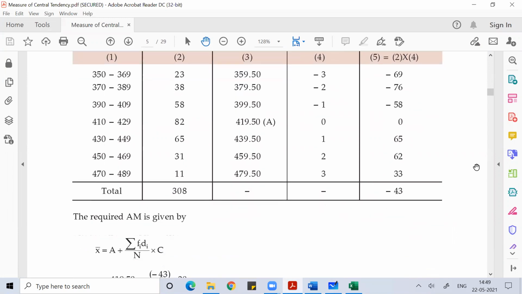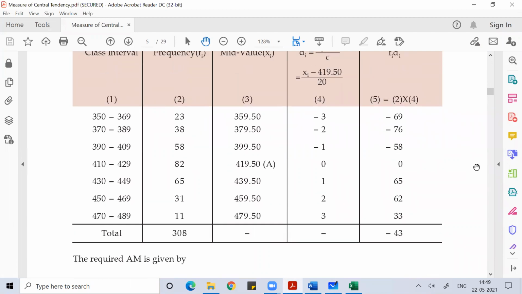So your answer will not get affected much. If I convert this into continuous class interval and then solve it, and if I do not convert and then also solve it, your answer will not vary much, frankly speaking. But if you want to be statistically correct, then you should convert it.